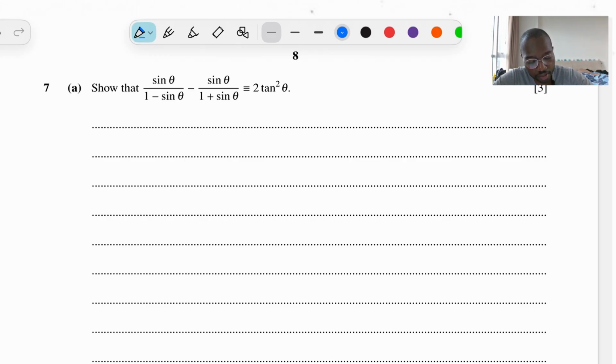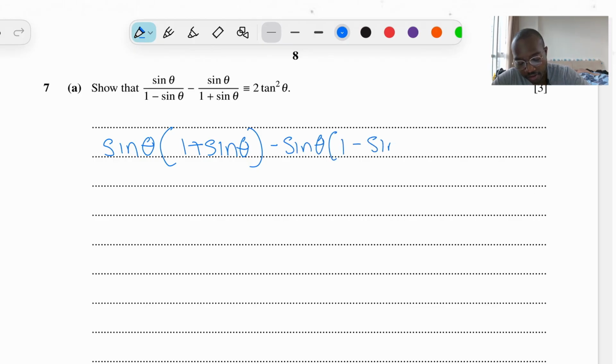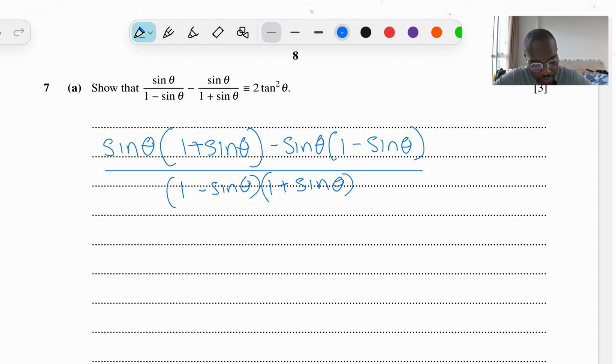So if we do that, that would be a sine theta, then we're times by the 1 plus sine theta. That'll be minus the sine theta times by the 1 minus sine theta. And that is all going to be over 1 minus sine theta, 1 plus sine theta, okay? And now that I've done that, let's expand the brackets out.